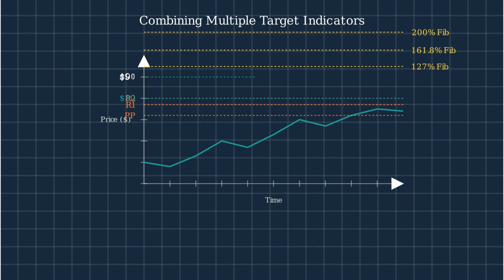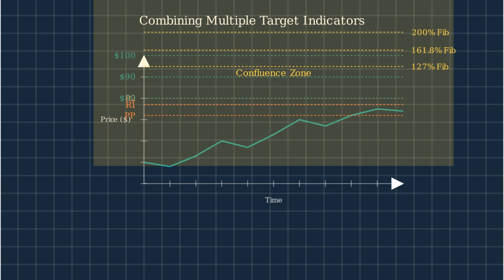Finally, we add psychological round numbers: $80, $90, and $100. Traders often place orders at these even price levels, creating resistance or support. Now we can see a clear confluence zone around the $90 level. The 161.8% Fibonacci extension, R2 pivot level, and the $90 psychological round number all converge in this area.